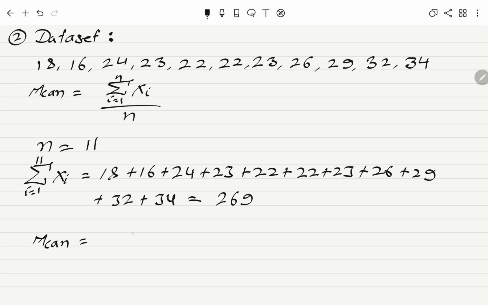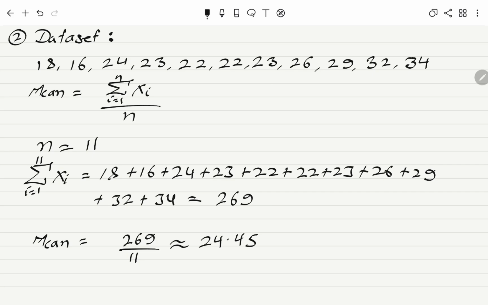So the mean for this data set is just going to be 269 divided by 11. For that I get 24, so this will be rounded up, 24.45. So that's the mean for this data set.